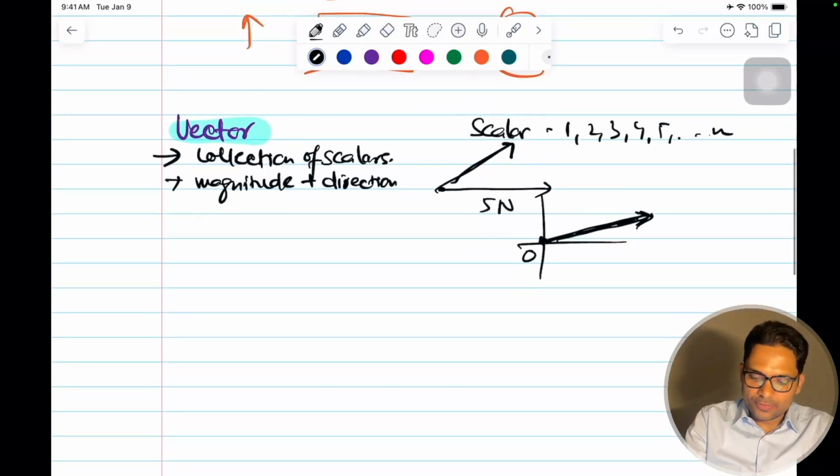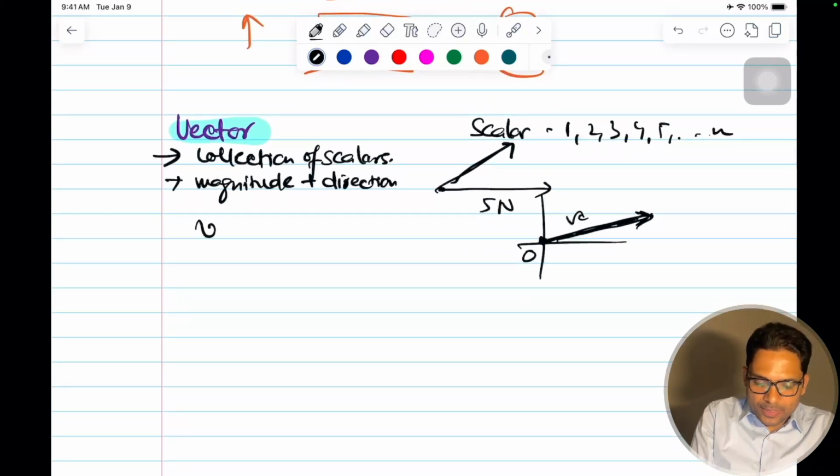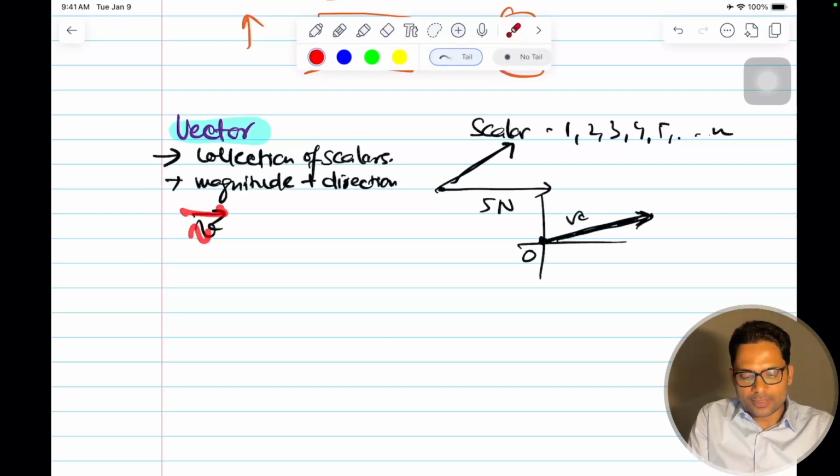Okay, so this is your vector, and generally it's represented with an arrow on top of a symbol. Say this is a V and there's an arrow. Arrow means it has a direction. And generally when we do operations with vectors, we don't always write the arrow, but it is represented by capital letters. That's the convention for understanding.